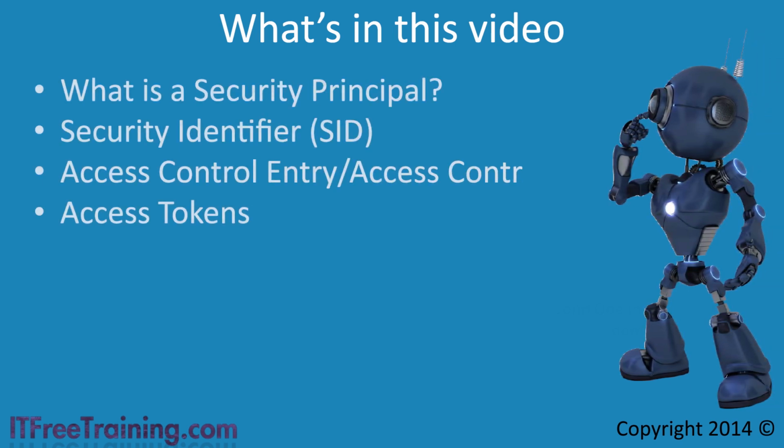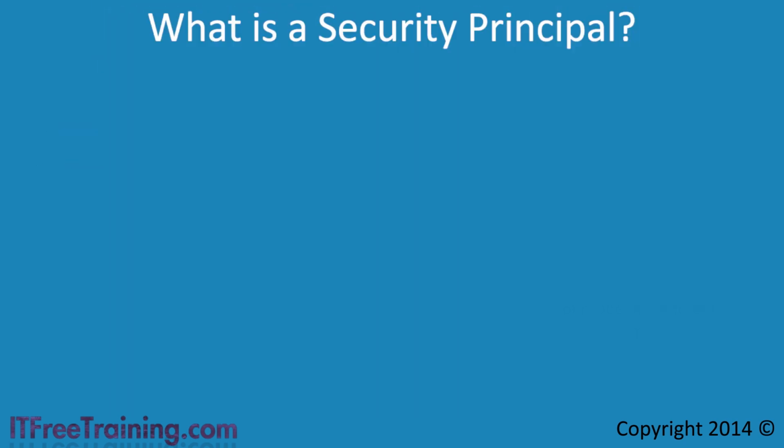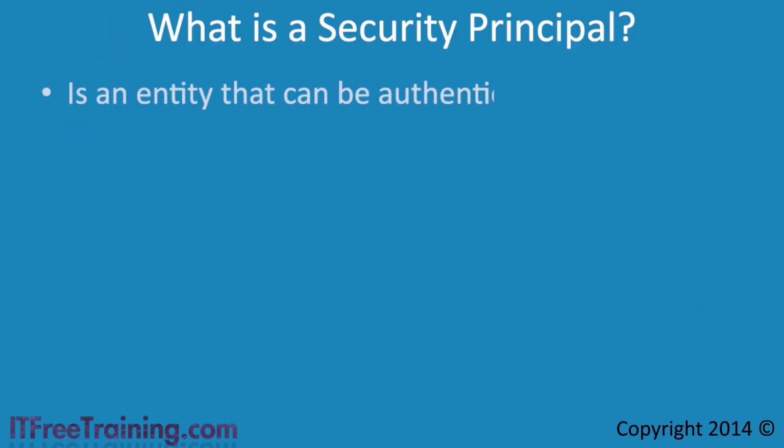In order to do this, I will look at the security principal, security identifier, access control entry, access control list, and lastly, access tokens. All these work together to either allow or deny access. In later videos, I will look at how permissions work, but this video will provide you the foundation for those videos. A security principal is an entity that can be authenticated.